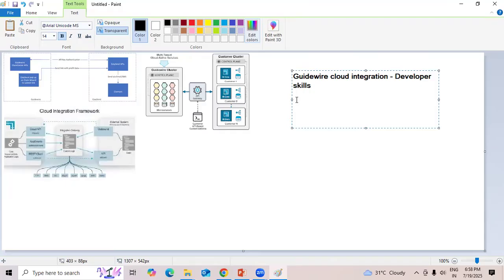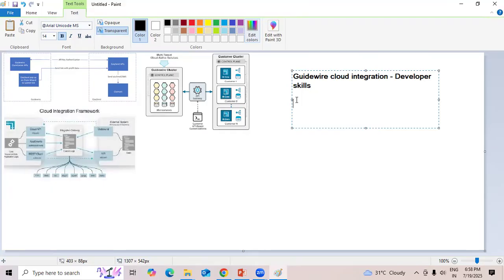Right. So, as far as Guidewire cloud integration learning is concerned, today we are going to discuss what developer skills are required for a developer to perform. Because now and then you see many projects or many requirements moving towards cloud integrations.